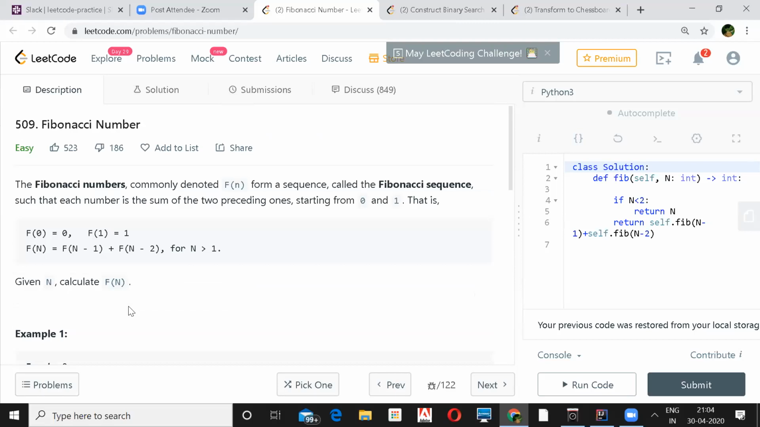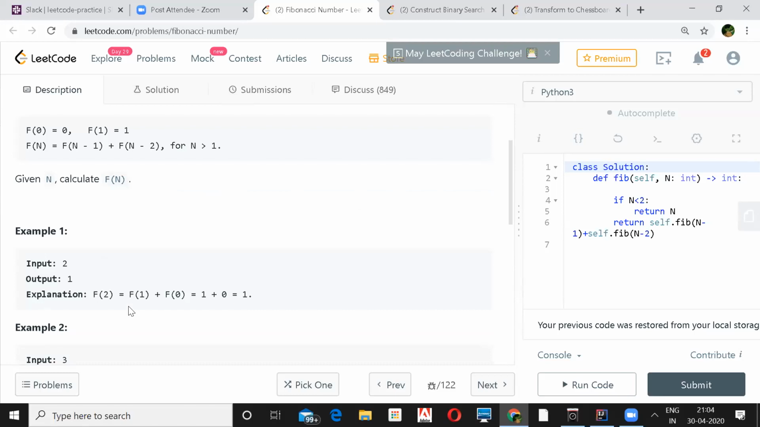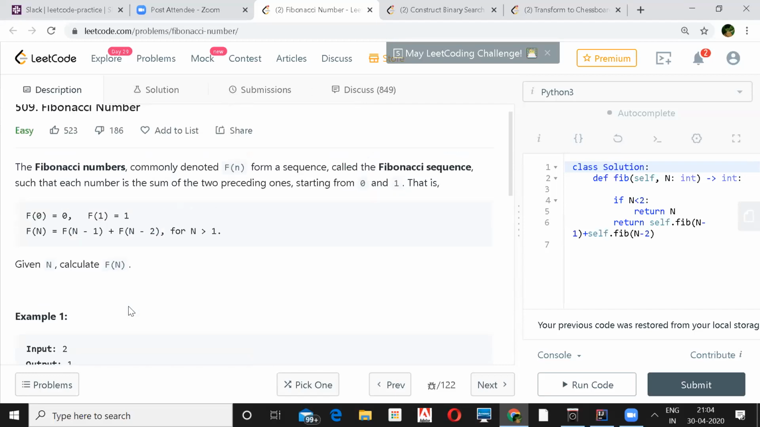Any approach or queries on this? One of the ways is the tabulation method. Maybe we can just try building an array starting from 0 and 1. And for the second index, we can just sum up the previous two indexes and then eventually return f of n.